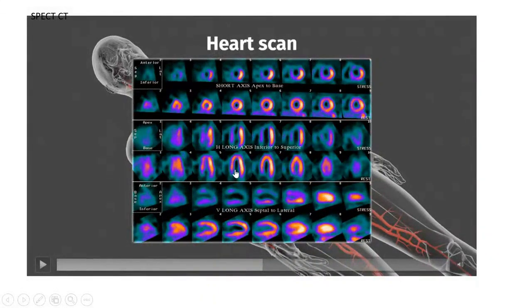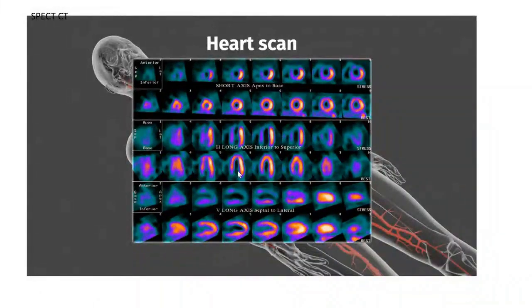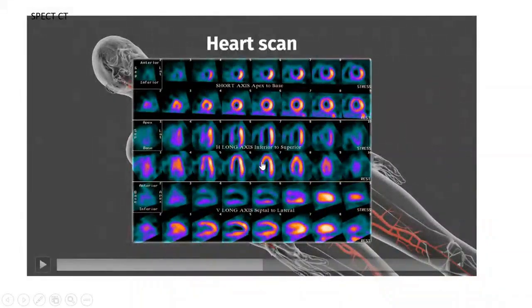So, what are you seeing? You are focusing on the function, not on the anatomy. You are focused on seeing the function or the physiology of the heart muscle itself. The same idea applies here. This is what I call the sagittal view. This is the stress, and this is the rest. God willing, you won't get stuck on this part.